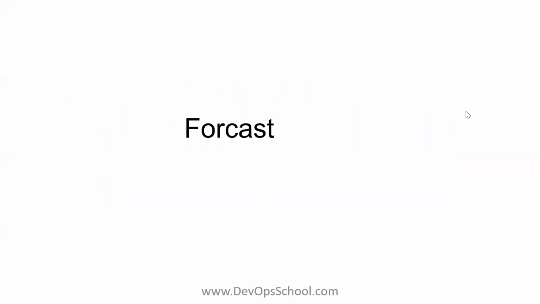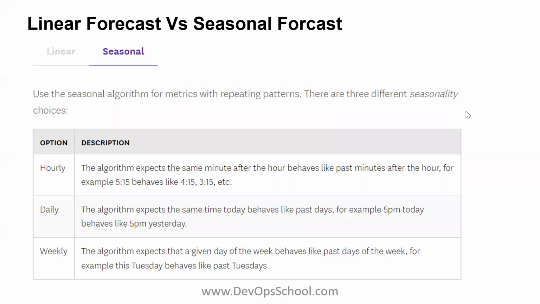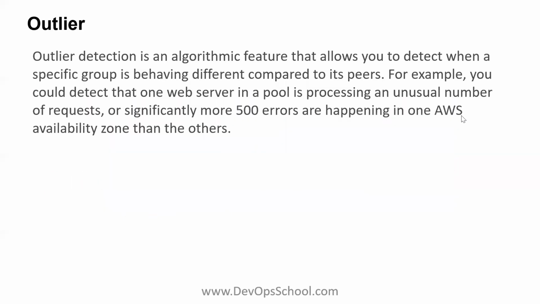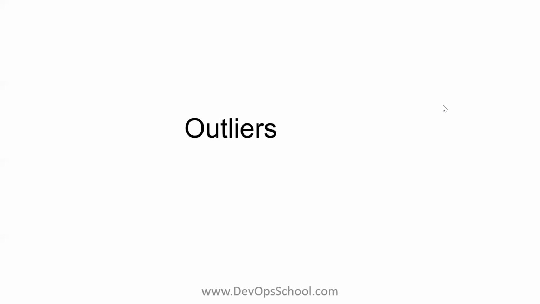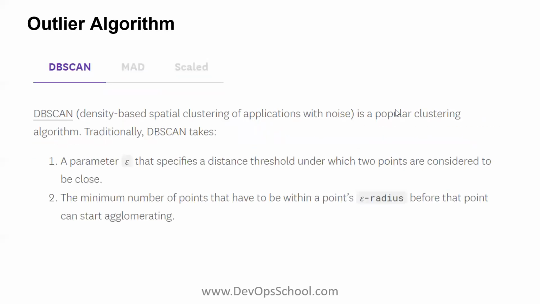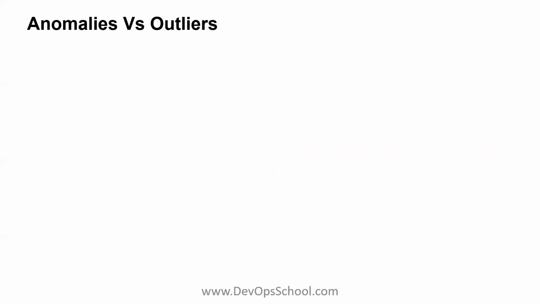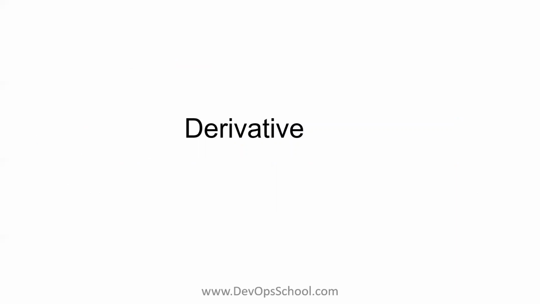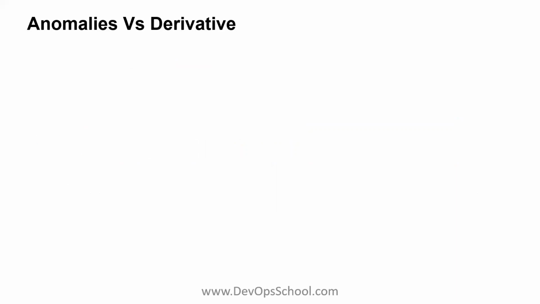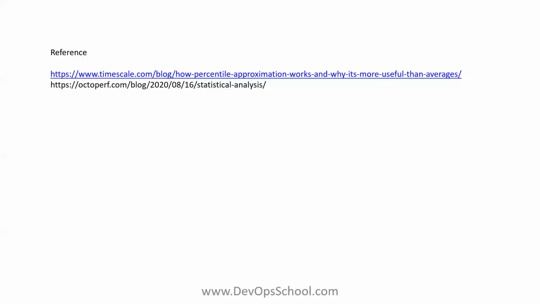You need to know forecasting. What is a forecast? There are multiple algorithms, linear and seasonal. You need to know outliers. What are outliers? Outliers also have multiple algorithms, DBSCAN, MAD and scaled and all. Many things are there in this. Derivative you should know, what is a derivative and stuff like that. If you want to understand APM, all these keywords which I said are mathematical formulas actually. We have studied these mathematical formulas in our engineering colleges also.